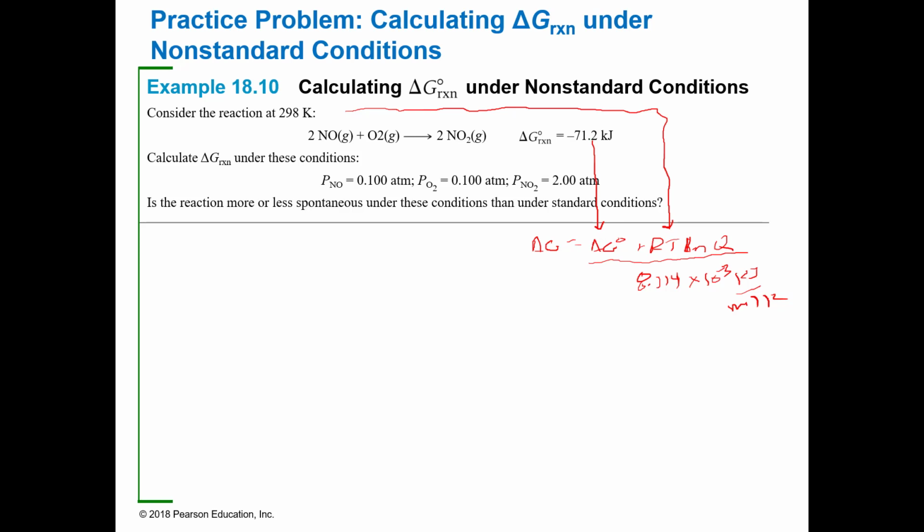And then Q, all right, well, let's go on and write that down since we've got it here. So Q, the reaction quotient, is equal to products over reactants. So we got 2 moles, 2 atmospheres here. So we could say 2 atmospheres squared divided by 1.0 atmospheres squared. And then we have O2, and for O2 we have 0.1 atmosphere. And that's to the first power, so we're not going to worry about that. All right, so there it is.